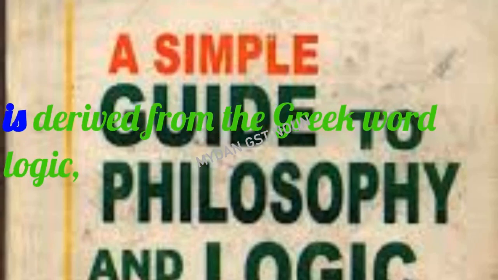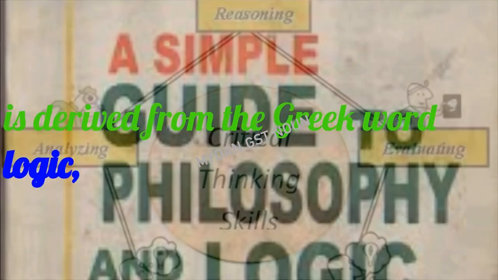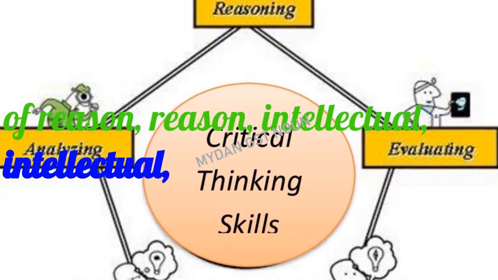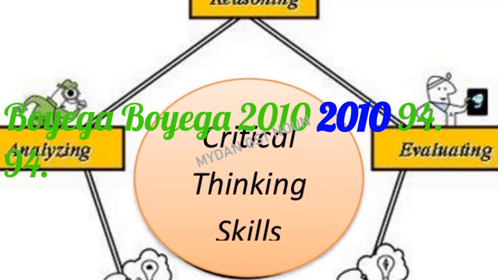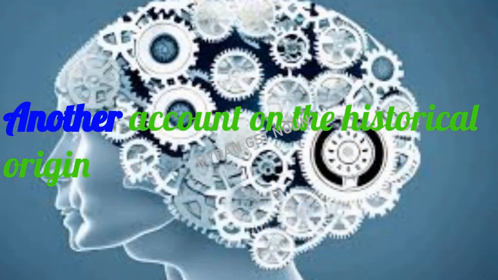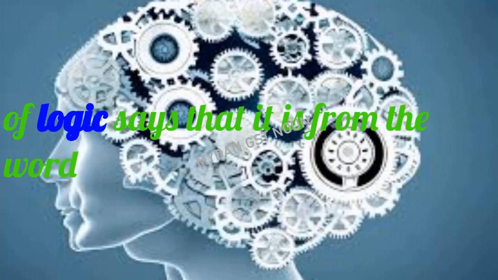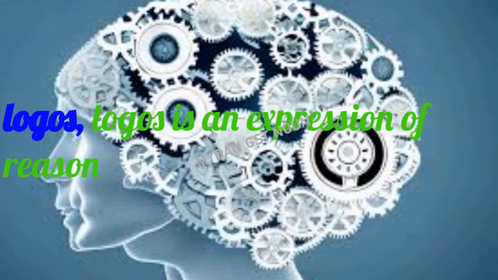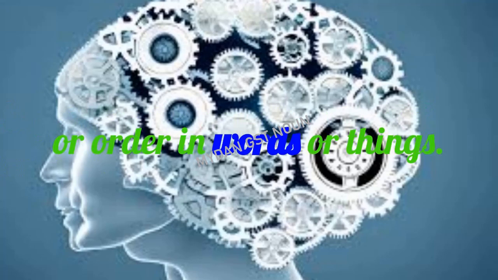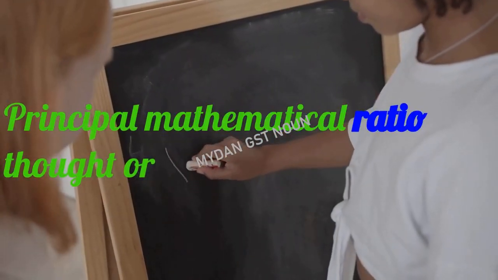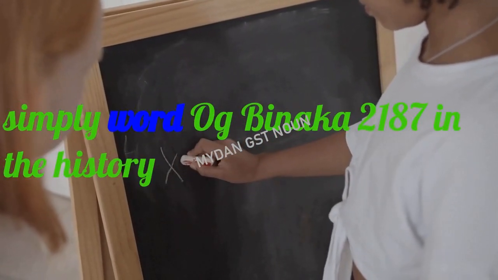Etymologically, the word logic is derived from the Greek word logike, meaning possessed of reason, intellectual, dialectical, argumentative (Fadahunsi and Adegboyega, 2010, 94). Another account of the historical origin of logic says that it is from the word logos. Logos is an expression of reason or order in words or things, principle, mathematical ratio, thought, or simply word.